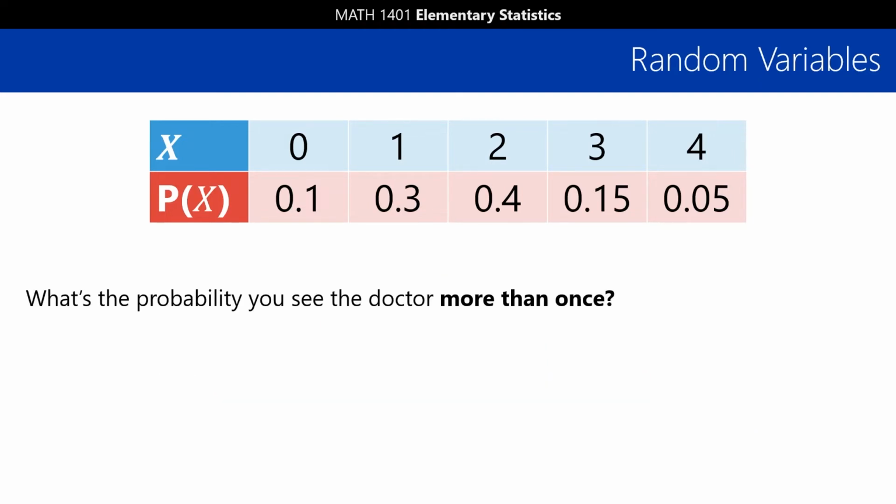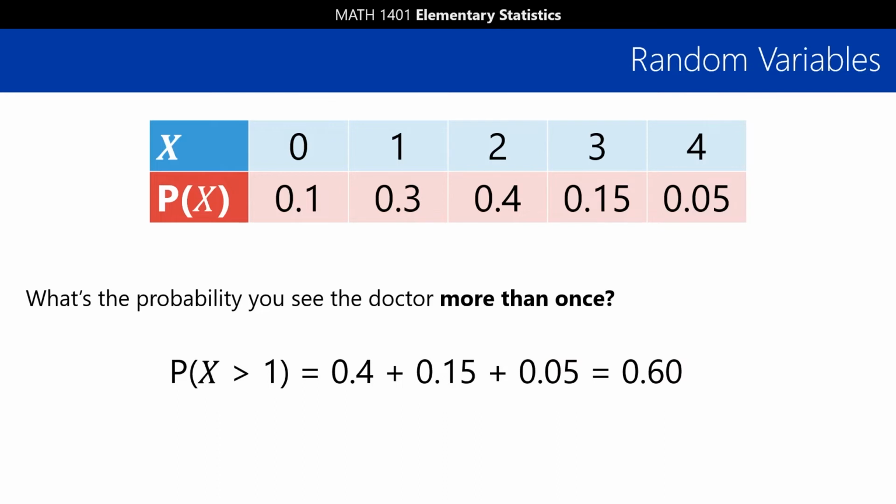With a probability distribution assigned to a random variable, we can use it to answer all sorts of questions. For example, suppose we wanted to find the probability that we have to see the doctor more than once in a given year. Since x stands for how many times we see the doctor each year, we're just trying to find the probability that x is greater than 1. All we have to do is add up all the probabilities from the table that fit that condition. In this case, that means x could be 2 or 3 or 4. And then we have our overall probability when we add them up of 0.6.